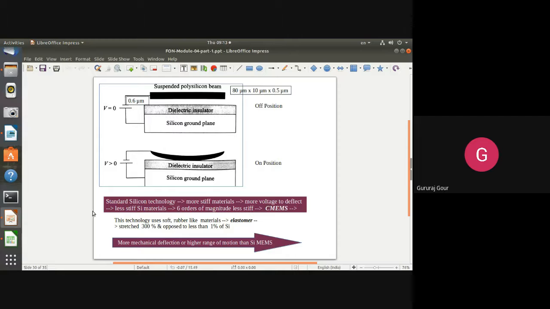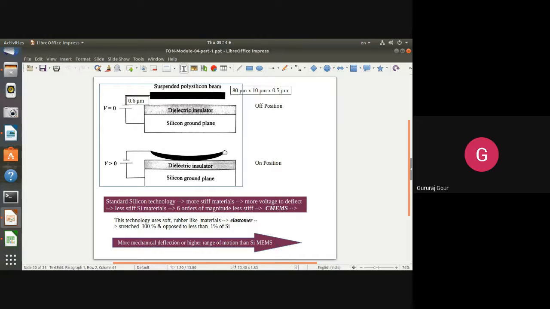So more voltage to deflect for the most stiff materials, and less voltage to deflect for the less stiff silicon materials. That's why these are known as CMEMS. C here can be interpreted in different ways. It can indicate a capacitor, it can indicate compact, or any other different varieties of names. So CMEMS we are observing in this. This technology uses soft rubber-like materials like elastomers, which can be strained even beyond 300%, as opposed to less than 1% for silicon.